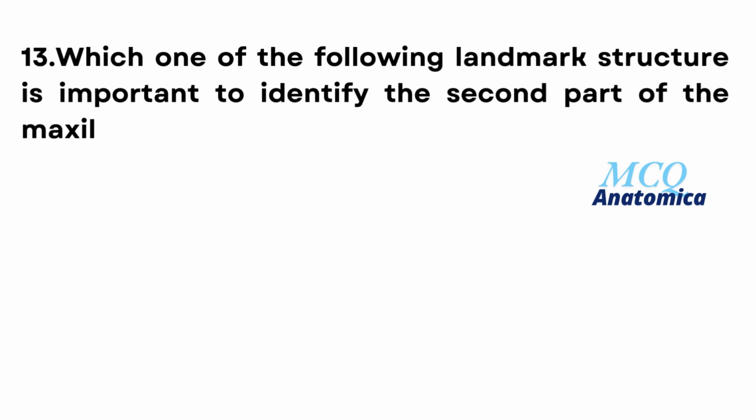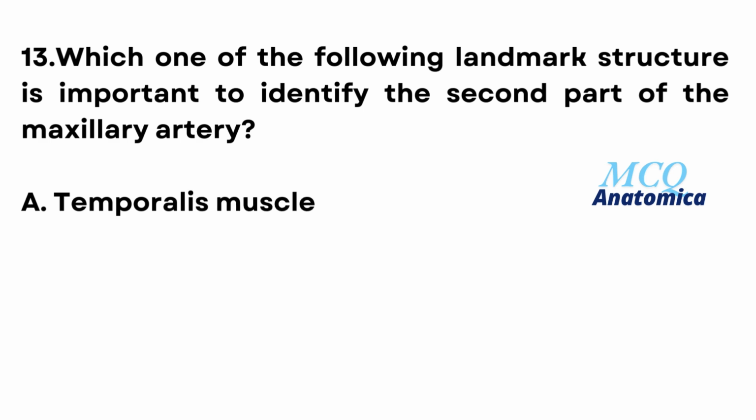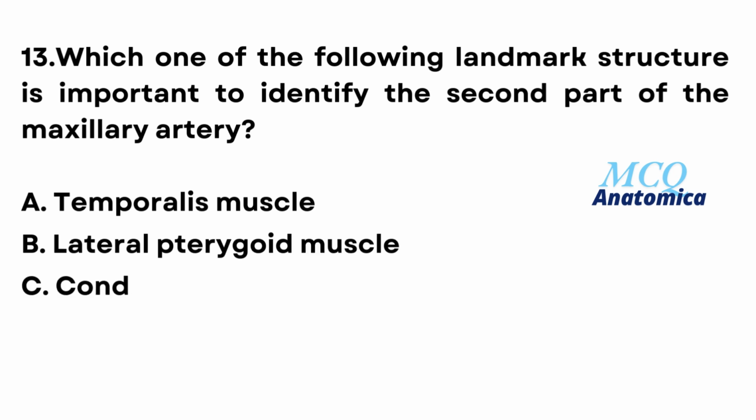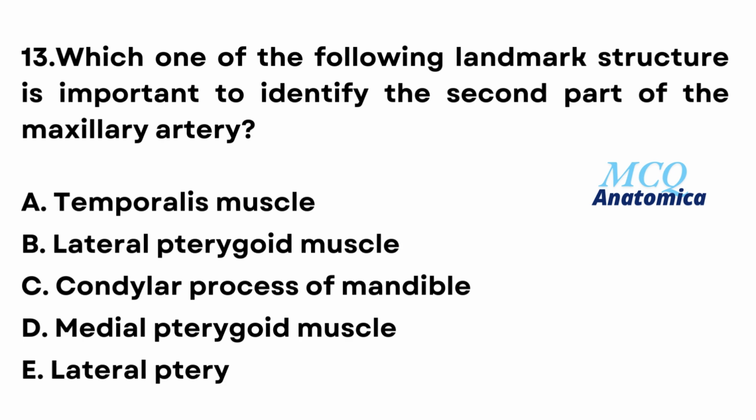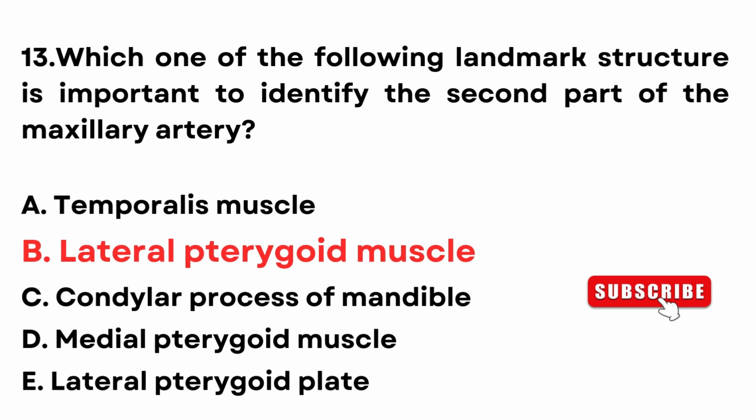13. Which one of the following landmark structures is important to identify the second part of the maxillary artery? A. Temporalis muscle. B. Lateral pterygoid muscle. C. Condylar process of mandible. D. Medial pterygoid muscle. E. Lateral pterygoid plate. The answer is B. Lateral pterygoid muscle.